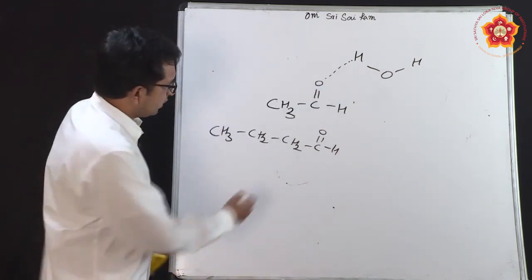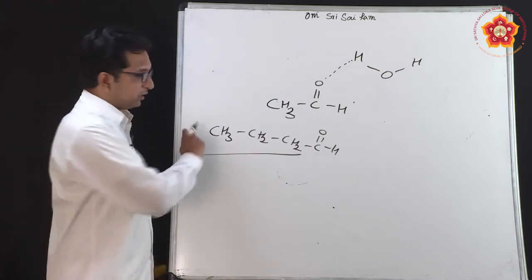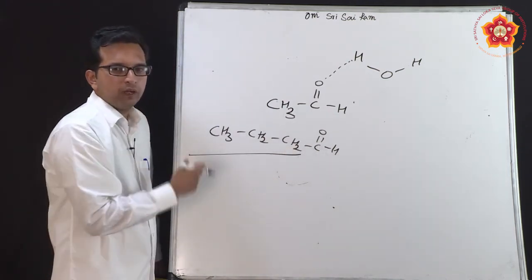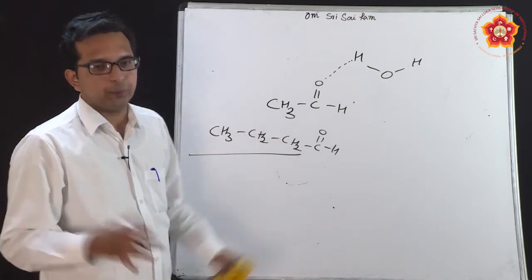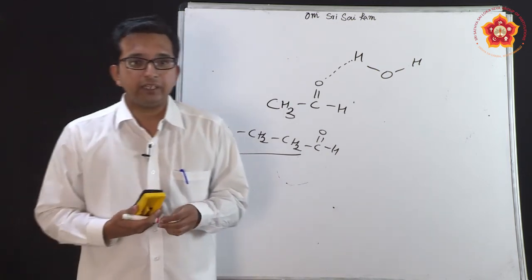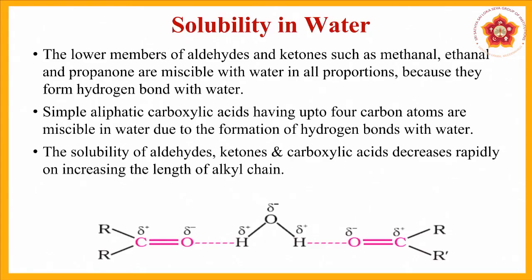The problem comes when the chain goes on increasing. So, with a larger hydrophobic group, the difficulty in solubility in water will be quite evident. So, that is where we see that smaller groups will definitely be soluble in water, but as the size of the chain increases, the third point, if you see, the solubility of aldehydes, ketones and carboxylic acids decreases rapidly on increasing the length of the alkyl chain. The reason being, the groups which are being attached are hydrophobic and therefore they will not be entertaining solubility in water.